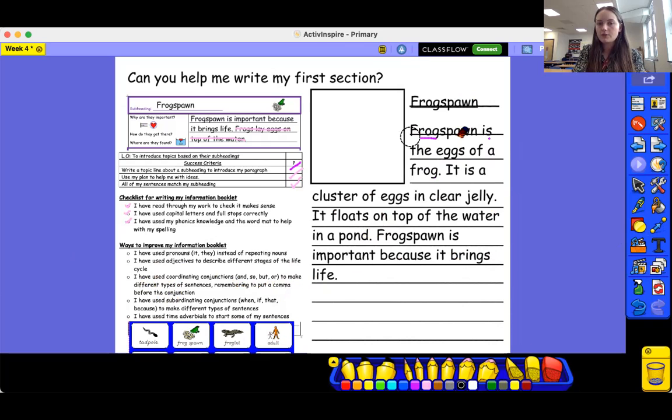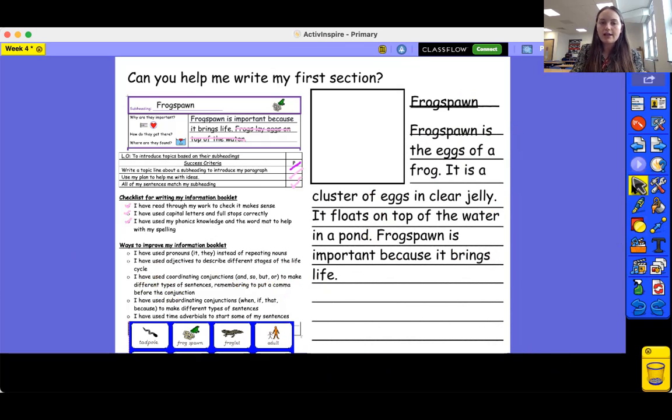So, where could I put an and, so, or but? Frog spawn is the eggs of a frog. It is a cluster of eggs in clear jelly. It floats on top of the water in a pond. Frog spawn is important because it brings life.